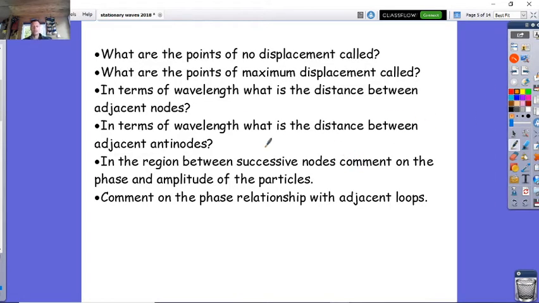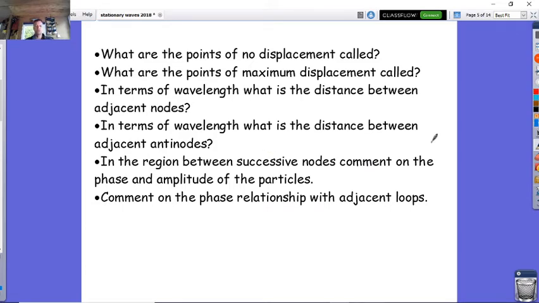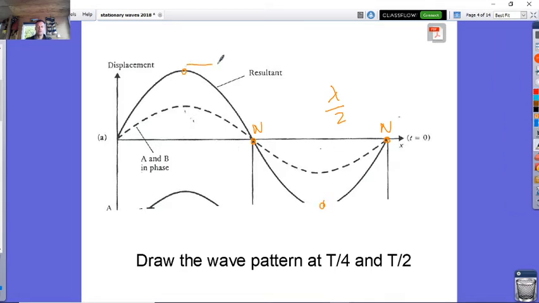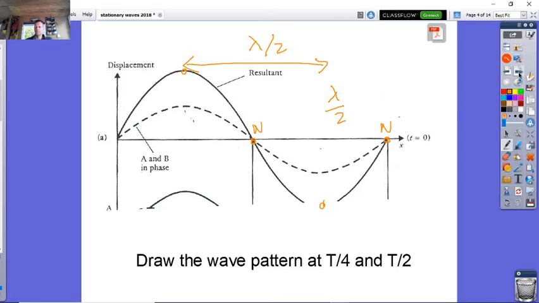And then it says, in terms of wavelength, what is the distance between adjacent antinodes? So if I've got an antinode here and an antinode there, I think you can see now it's exactly the same as the last one. Adjacent antinodes, it's still going to be lambda over 2.